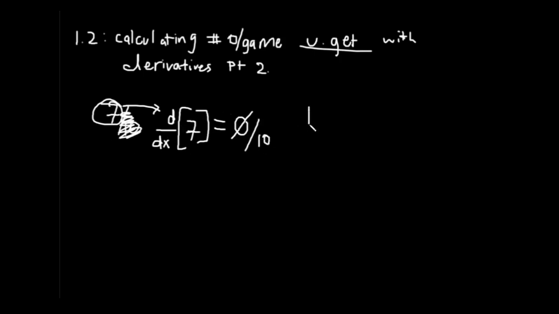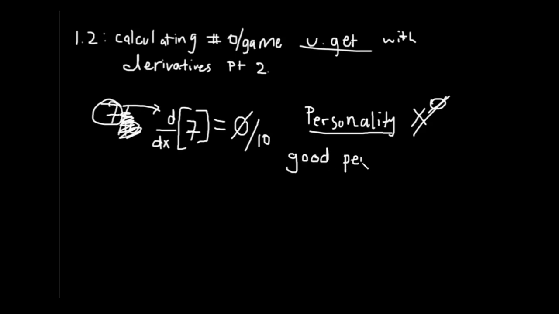Now, how is personality represented? Personality is x. We said that in the last video, right? But how is it represented with x? If you have a personality, that's x to the 0th, which is 1. It requires a good personality to raise the x value to the first power.